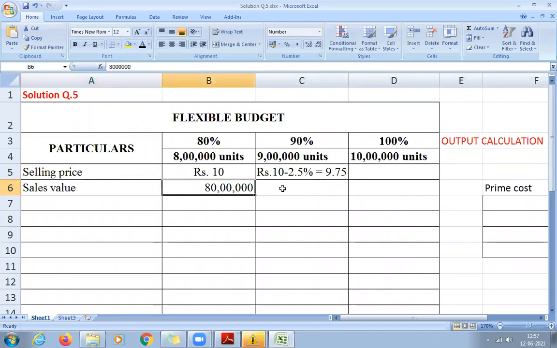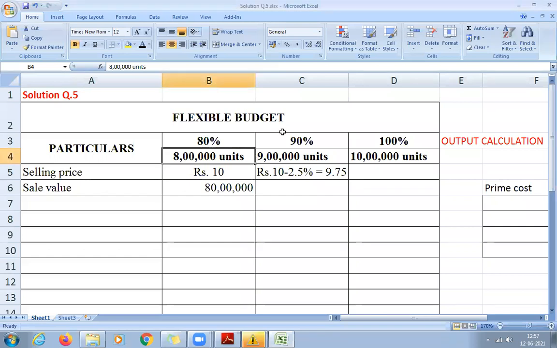Excuse me, sir, can you just repeat the 9 lakhs? I didn't get it, sir. 9 lakh units, how did it come? Yeah, just cross multiplication. 8 lakhs into 90 divided by 80. Please calculate and check. Yes, sir, I divided by 80 and multiplied by 90, that's why I was not getting it. Thank you, sir. Yeah, cross multiplication.